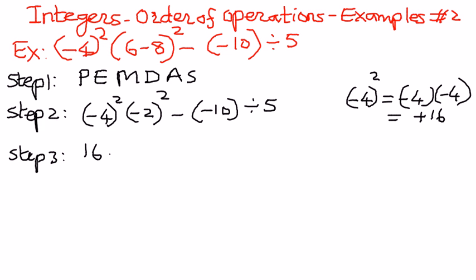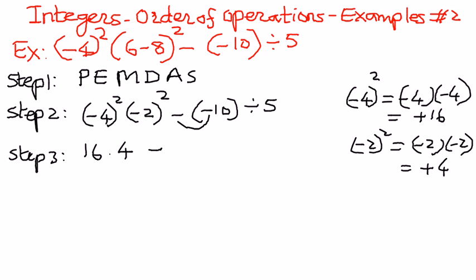So therefore negative 4 raised to the power of 2 we can write as positive 16 times negative 2 raised to the power of 2. The base term is negative 2, the exponential term is 2, therefore the base term needs to be repeated 2 times, like that, and therefore negative times negative is a positive, 2 times 2 is a 4, therefore negative 2 raised to the power of 2 is a positive 4, like that, and then we have negative times negative is a positive 10, and then divided by 5.